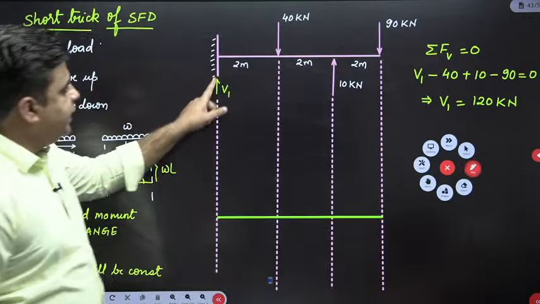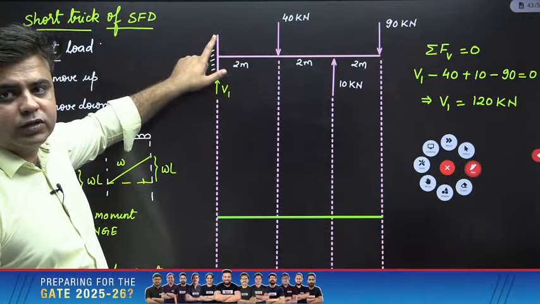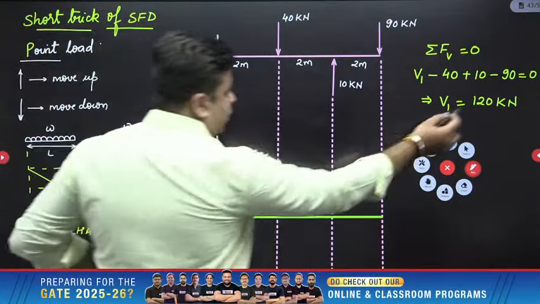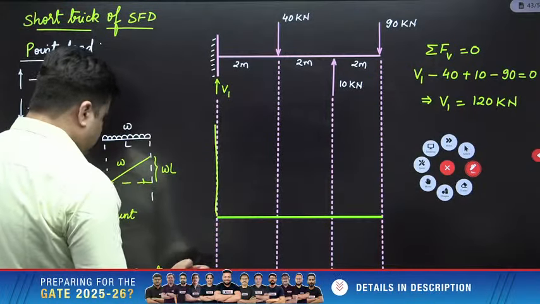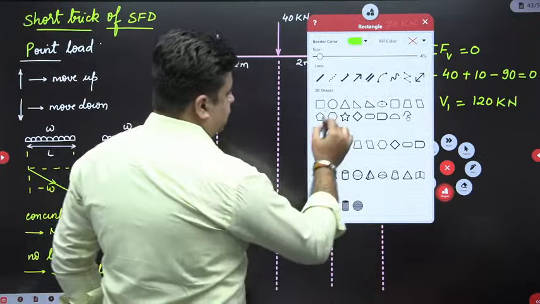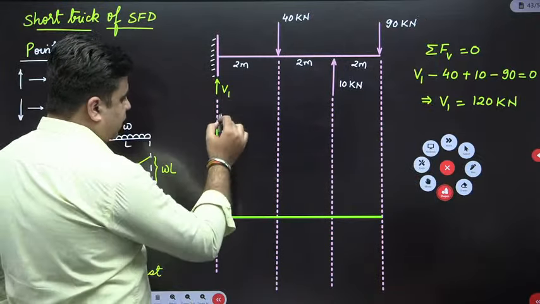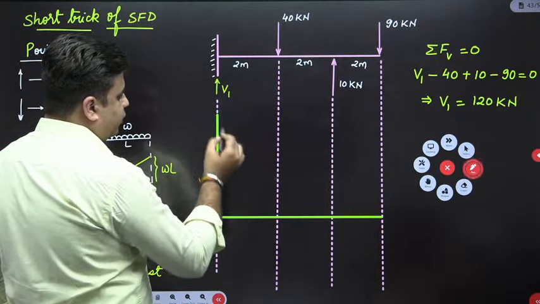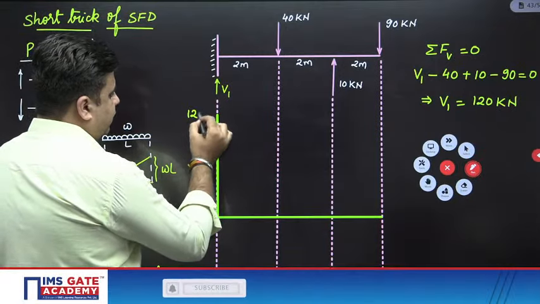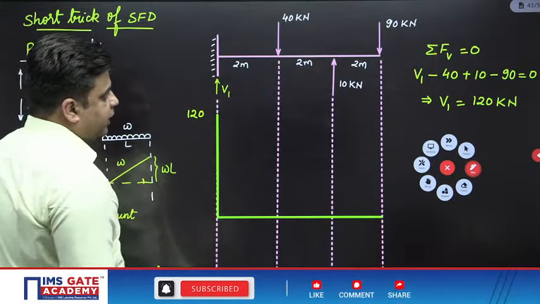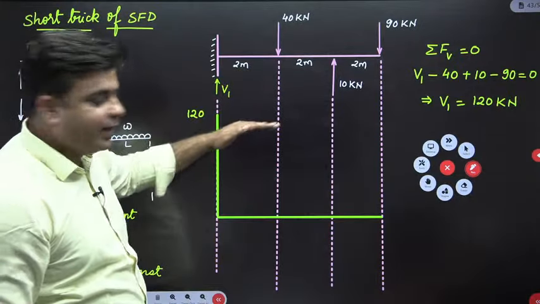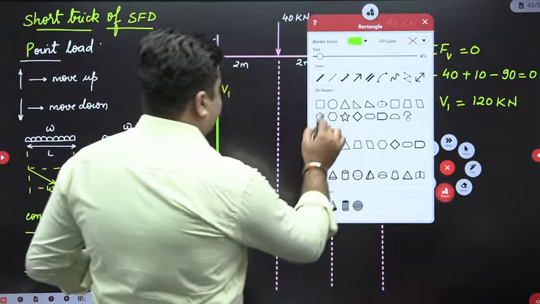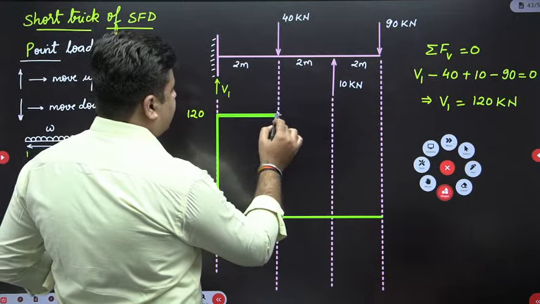Check this out. At this point, you have V1 acting upwards. So I will move up by the amount of V1, that is 120. So this is an upward movement of 120. So the value of shear force here is 120. Now between these 2 points, no load is acting. So the shear force diagram will be constant between these 2 points.